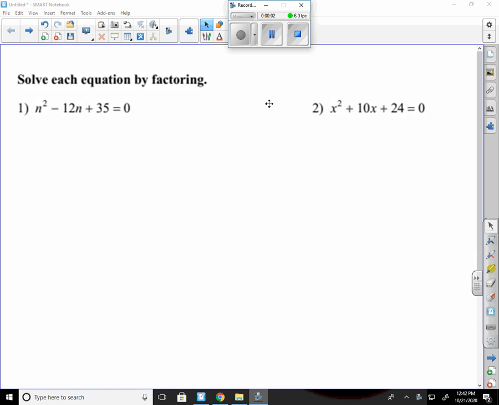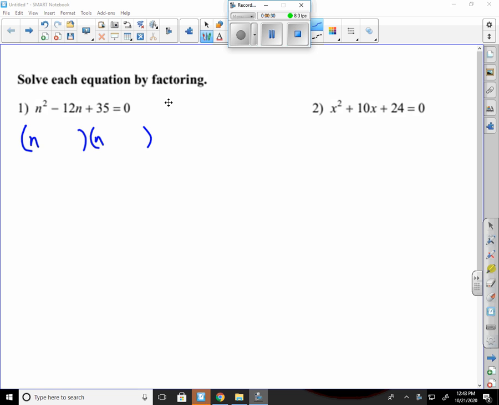Okay, we're going to go over our 4 homework assignments from the 2.3 section. First one, we have n squared minus 12n plus 35. So when I look at this, I have an n times n to get n squared. Now I need to find the factors of 35. What can multiply to give me 35?